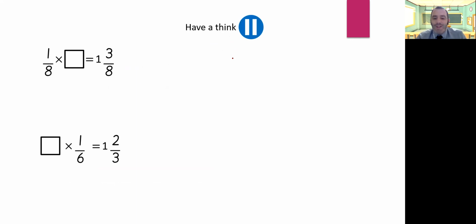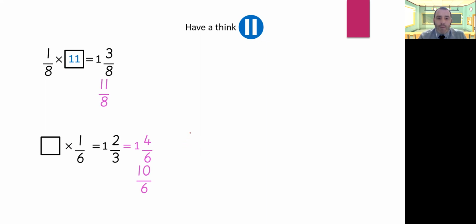Okay, how did we get on with these ones? So 1 3/8 becomes 11/8. So 1 times 11 will give me 11. 1 2/3, I need to make an equivalent first. So I'm going to multiply 2/3 by 2. I'm going to make that 1 4/6. That gives me 10/6.